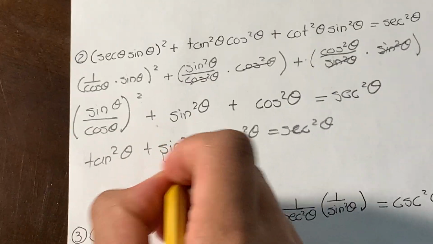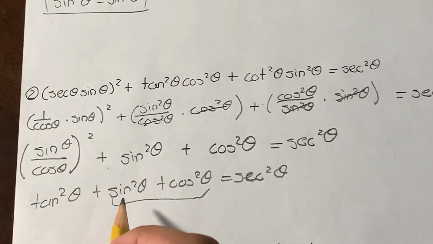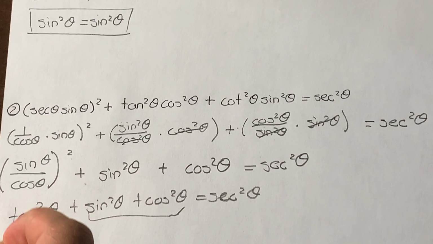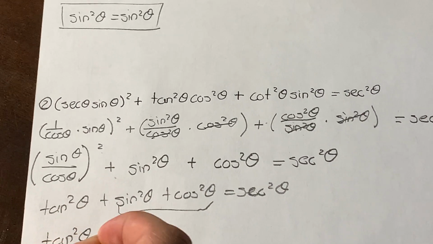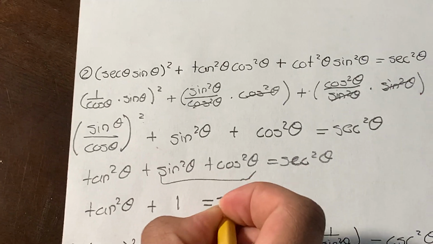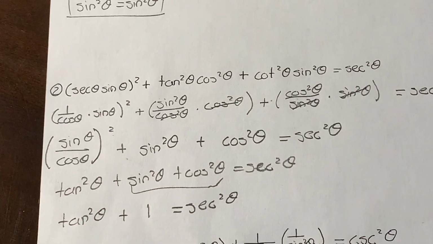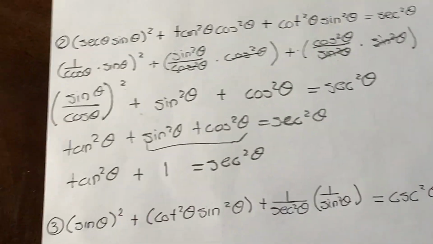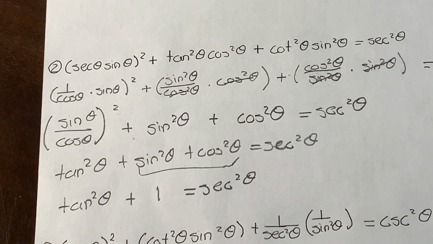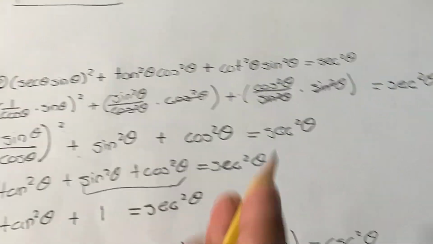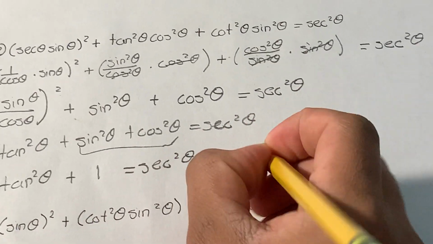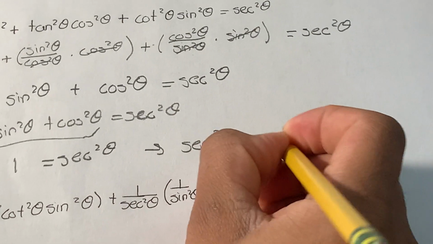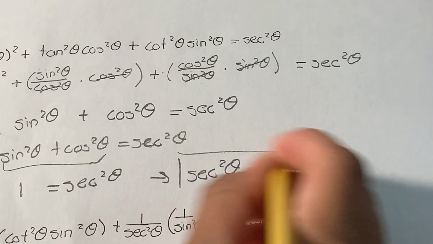Now we know that this segment right here, sine squared theta plus cosine squared theta, is equal to 1. So we have tan squared theta plus 1 is equal to secant squared theta, and that is our second Pythagorean identity. And we can continue this because our second identity says that tan squared theta plus 1 is equal to secant squared theta. So we can set that as secant squared theta from here is equal to our secant squared theta here.